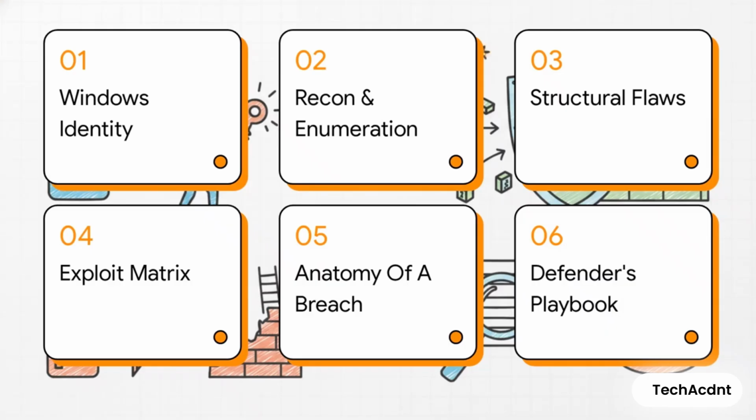To master this, we'll be moving through 6 quick stages. First, the Windows Identity Pyramid. Second, the Reconnaissance and Enumeration Grid. Third, exploiting structural misconfigurations. Fourth, the Privilege Exploit Matrix. Fifth, the anatomy of a breach. And finally, Stage 6, the Defender's Playbook.